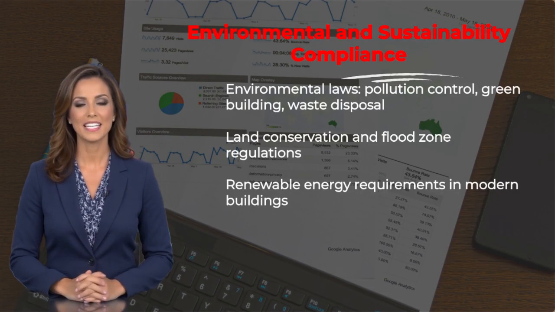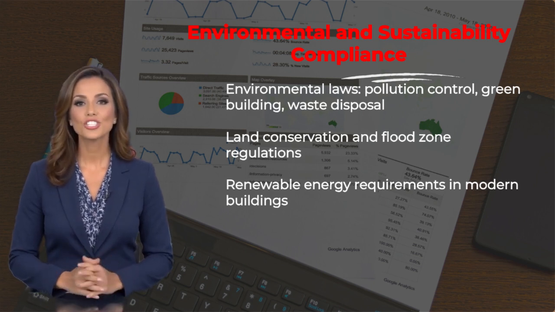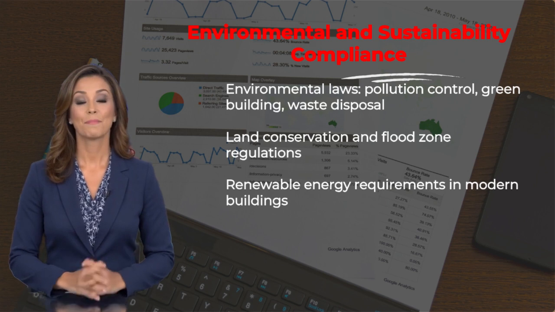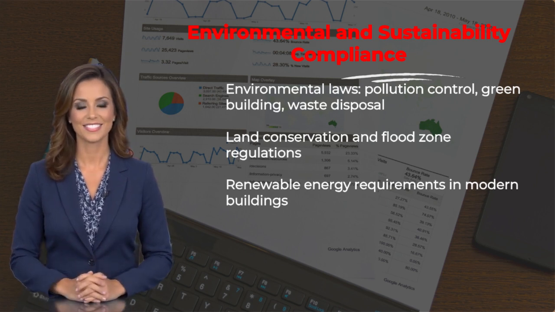Environmental and sustainability compliance. Environmental laws. Pollution control, green building, waste disposal, land conservation, and flood zone regulations. Renewable energy requirements in modern buildings. Brownfield versus greenfield regulations. Urban green infrastructure, e.g., parks, rain gardens.